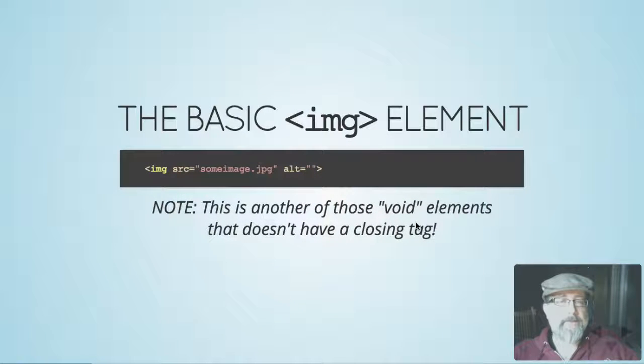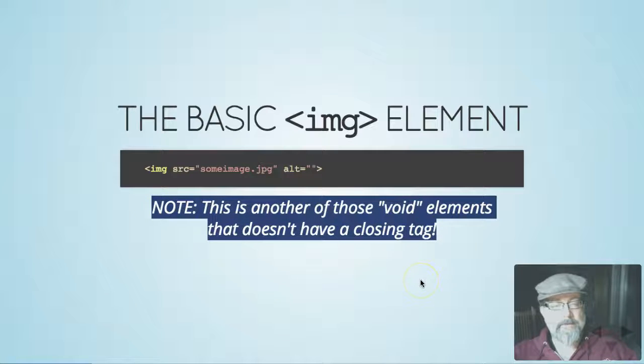So here is the basic image element, IMG. You'll see that it is the three letters IMG, and then it has what's called a source attribute, or SRC. And you'll see that that points to a file. And then there's also this thing called an alt, which we will talk about in a little more detail. The important thing to take away from this is that IMG is one of those void elements that we talked about early on in last week's lecture, in that it doesn't have a closing element. There's no /IMG tag in HTML.